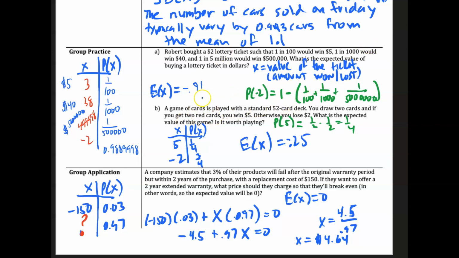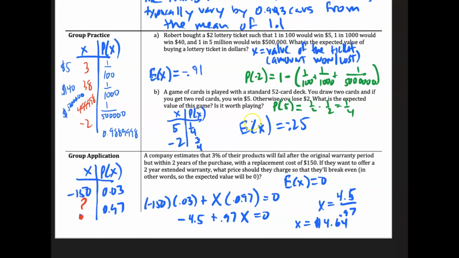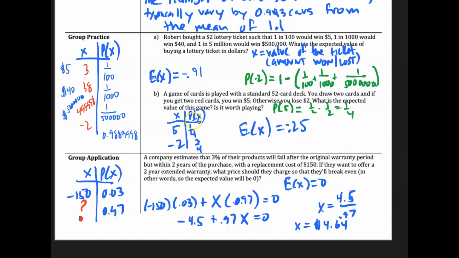So again, the lottery ticket, in the long run, you'll be losing 91 cents per ticket you buy, or about $1. So you're not going to win in the long run, other than if you win this one, but that's only one person. That's the big jackpot. You'll see the same one for playing cards. Take a look at the numbers: 1/4 and 3/4, 5 and -2. You win 5, otherwise you lose 2.